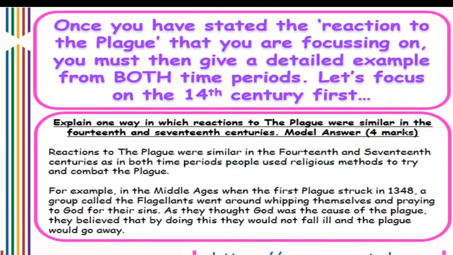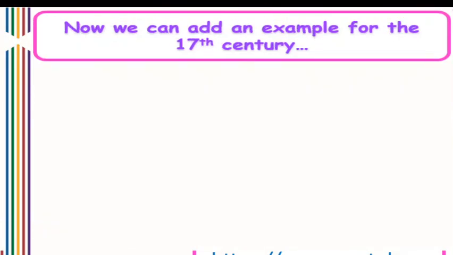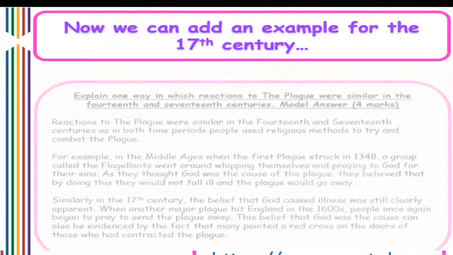So make sure as well, whatever examples you give, they're focused on the thing that you said you were going to focus on in your opening statement. So because I've said that I'm going to choose to focus on religious methods to try and combat the plague, so religious reactions to the plague, I have therefore given an example of where religion has been used to try and combat the plague. So it's no use giving a random example, say what people thought about the astrological causes of the plague if I've chosen to focus on religion, because that's not following through, that's not very well linked.